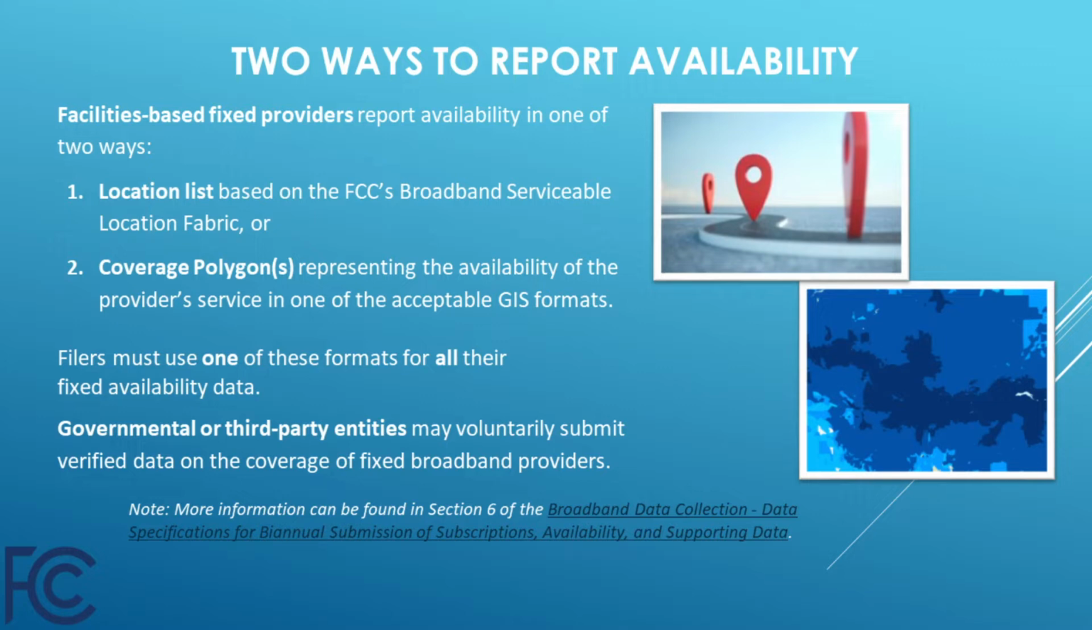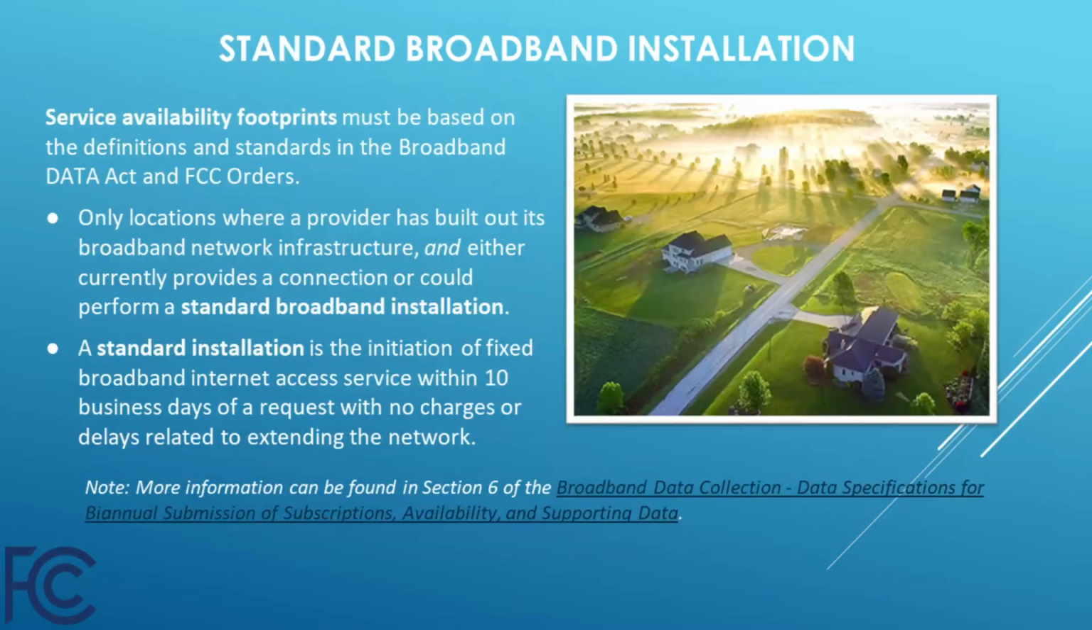Governmental or third-party entities also may voluntarily submit verified data on the coverage of fixed broadband providers. Again, all availability data must be submitted in one of the formats mentioned previously. Providers must base their service availability footprints on the definitions and standards in the Broadband Data Act and FCC orders. The footprints should include only the broadband serviceable locations to which they have built out their broadband network infrastructure and either currently provide a broadband connection or could perform a standard broadband installation.